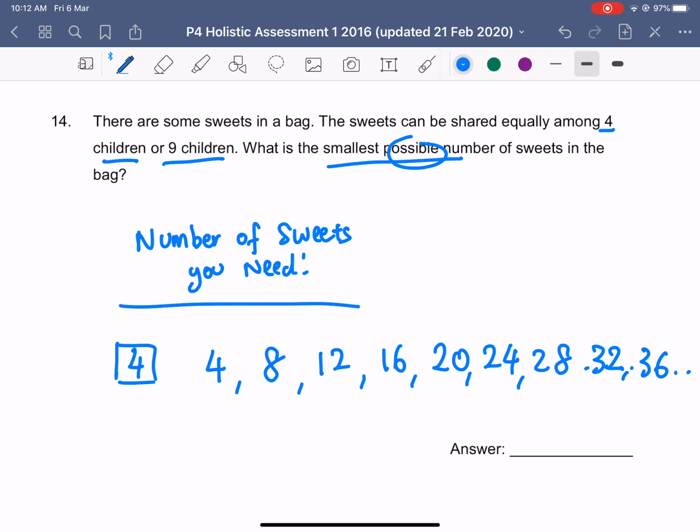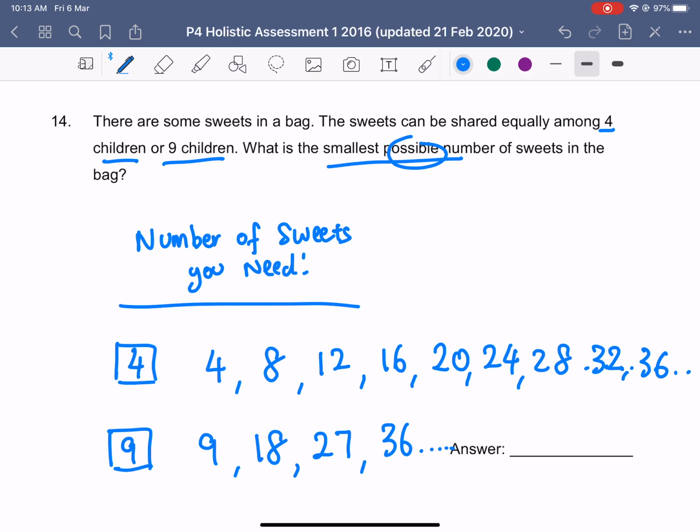Now let's try it for 9. If you have 9 children, 1 child gets 1 sweet, you will need 9 sweets, right? But if each child gets 2 sweets, then you will have 9 times 2. You will need to have 18 sweets, right? If each child gets 3 sweets, then you will have 9 times 3, which is 27. So again, you can see that all this continues.